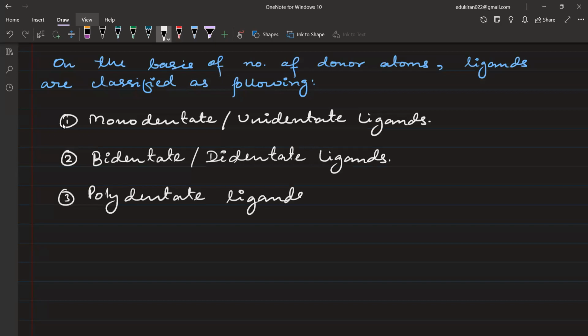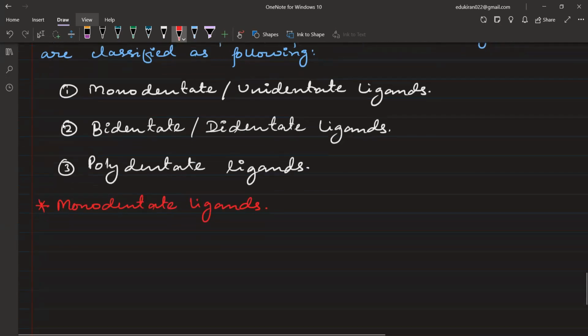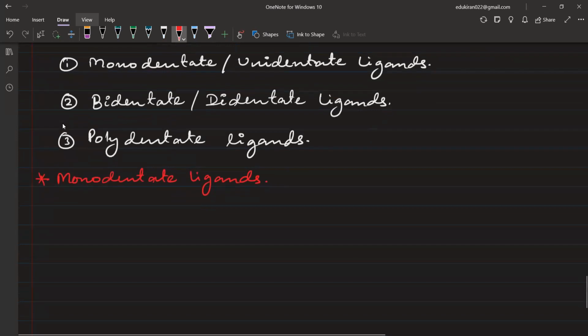Right, number 1. Monodentate ligands. ठीक है, monodentate ligands are those ligands which can have more than one donor atom, but they have only one donor atom that can coordinate with central metal atom or central metal ion, and can coordinate only via one position. Important thing is that it can have 10 donor atoms, लेकिन वो coordinate सिर्फ किसी एक से करेगा, ठीक है. So if it can coordinate with only one position, then it is a monodentate ligand.